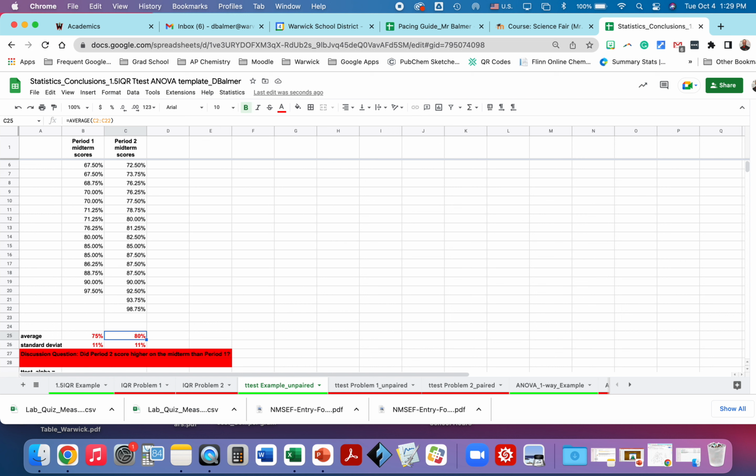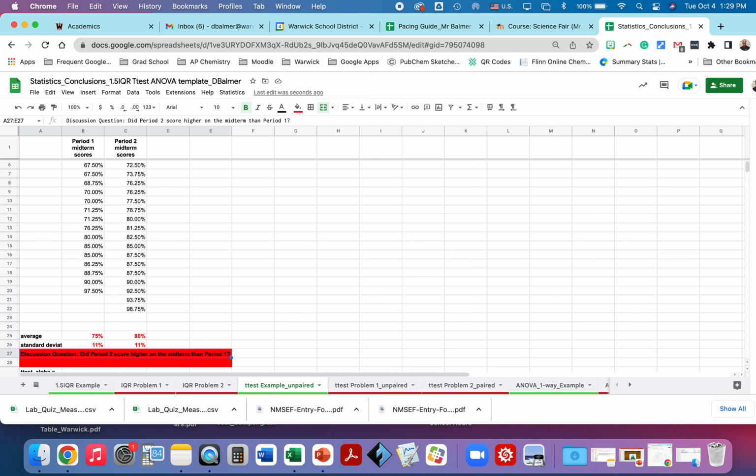Now, as a teacher, one of the questions we often want to ask ourselves is, did period 2 score better than period 1? Maybe just from looking at the hard work and the homework completion, maybe I'm thinking period 2 is probably going to score better on the midterm than period 1. So that's the statistical test we're going to calculate right now. So my hypothesis is I think period 2 scored better than period 1.